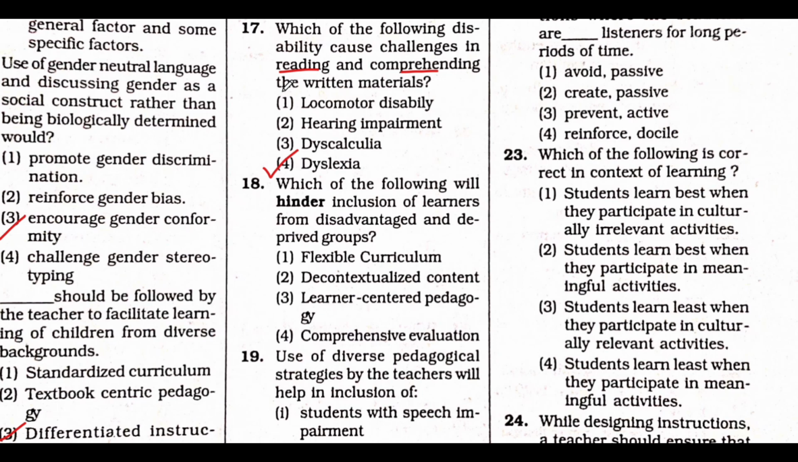Now question number 18. Which of the following will hinder inclusion of learners from disadvantaged and deprived groups? Which of the following options will affect negatively the inclusion of learners from a disadvantaged group? Flexible curriculum, decontextualized content, learner-centered pedagogy, comprehensive evaluation. Which of these will hinder? So what is your answer here?